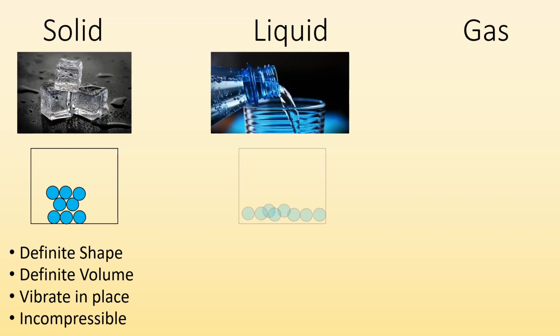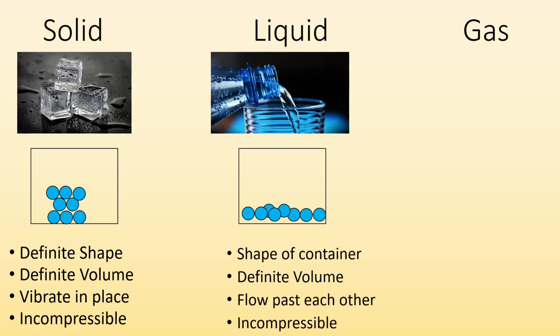Liquids, similar but different, right? So a liquid particle diagram might look like all the little particles are able to flow past each other, and they're taking the shape of their container. They have a definite volume. They flow past each other, and they're incompressible.